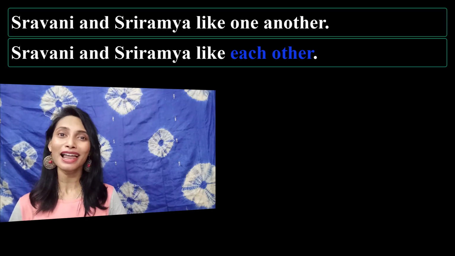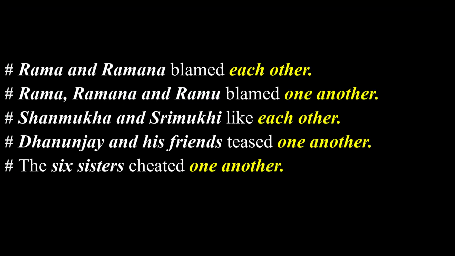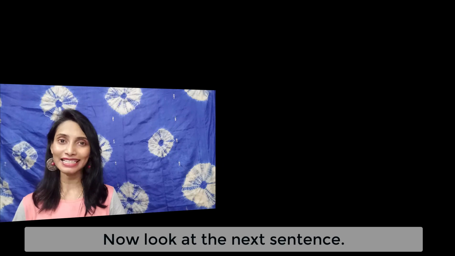Shravani and Sriramya like each other. Look at similar examples. Rama and Ramana blamed each other. Rama, Ramana and Ramu blamed one another. Shanmuka and Srimuki like each other. Dhanunjay and his friends teased one another. The 6 sisters cheated one another. Now look at the next sentence.